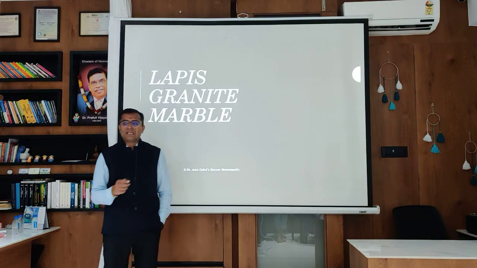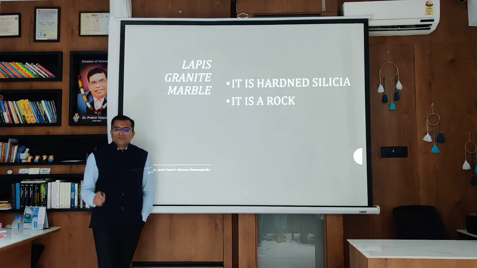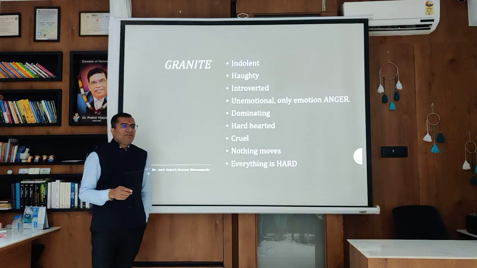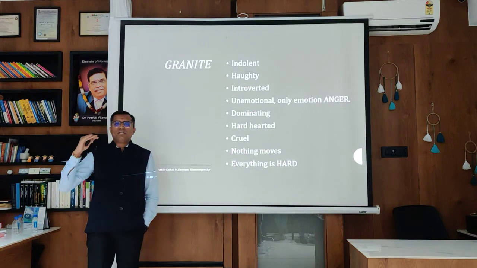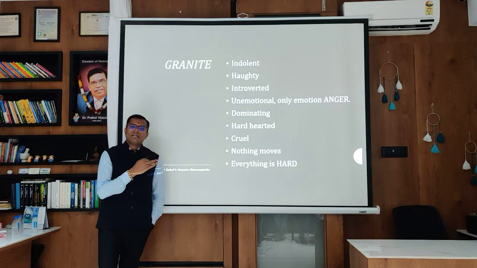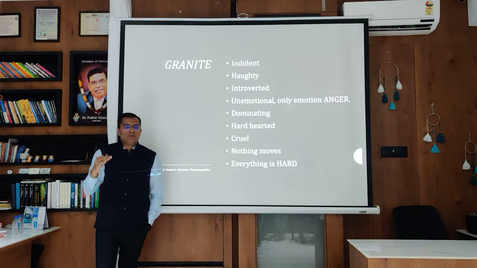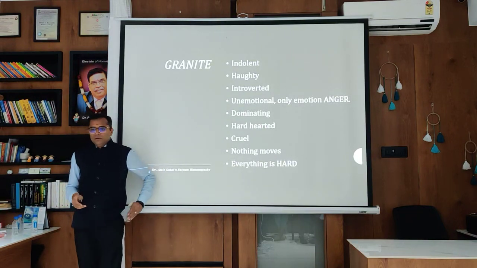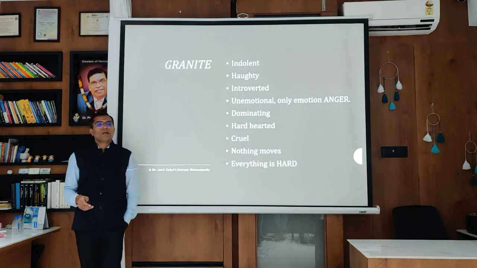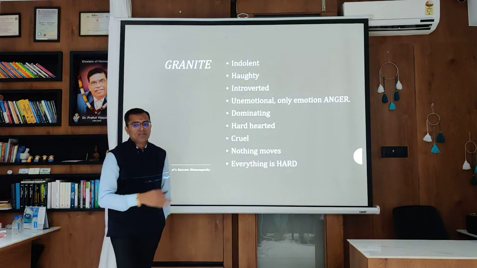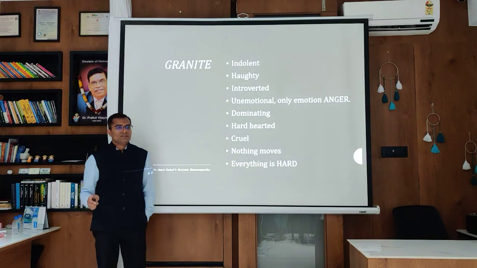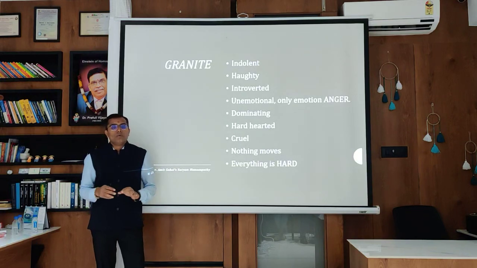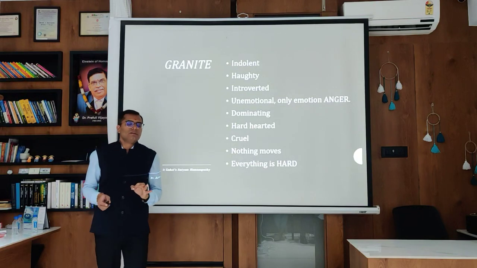Okay. Another carbon is Lapis granite and marble. So what is Granite? It is a hardened silica, it is a rock. Granite has a very important aspect: at the mental level it is very indolent but a very haughty kind of personality. All the carbons are timid, but Granite is very haughty, introverted, unemotional, the only emotion being anger. Very dominating, hard-hearted, no feelings, very cruel, nothing moves them, everything is hard. So the granite itself is hard, and at the mental level there is so much hardness. The only emotion is anger, no attachment at all, a very haughty, dominating personality.